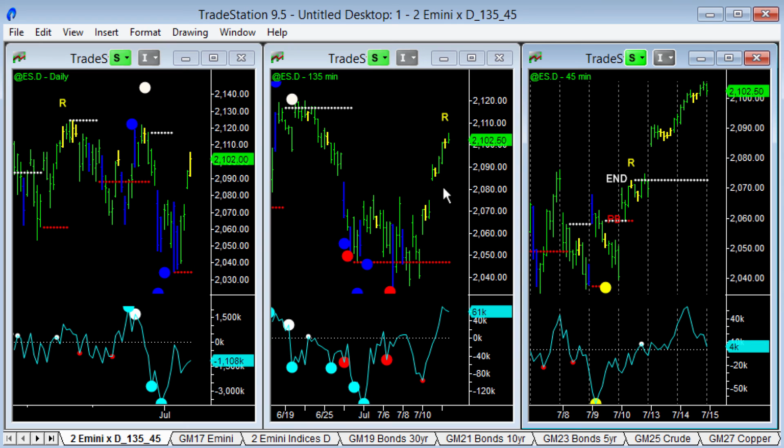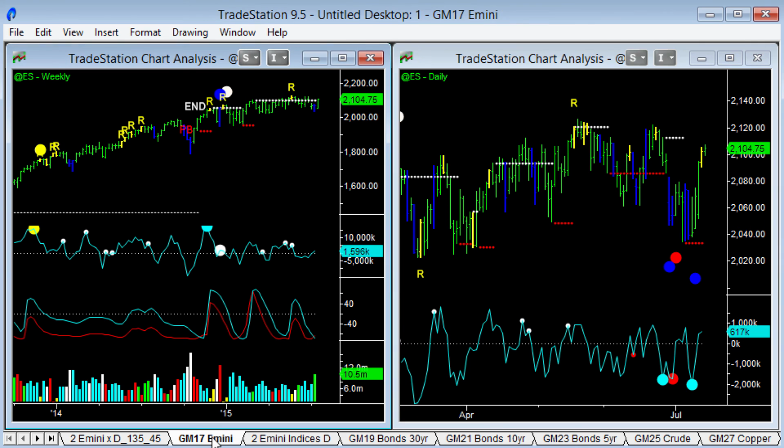I don't know if we're going to close this gap at 2080, not sure about that, but on any dip, what we'd expect now is for it to be bought up by the professionals and this uptrend to continue on the way. So equities bottomed last week.